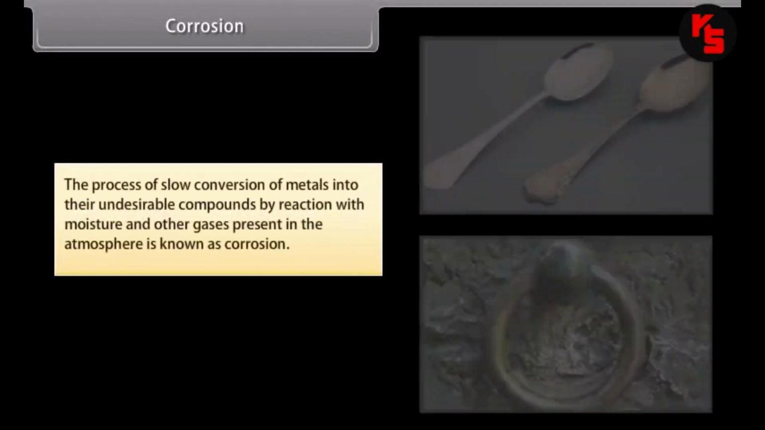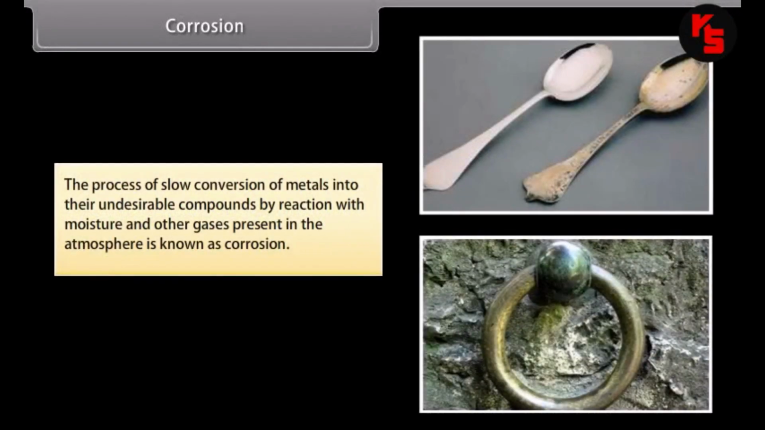Corrosion. The process of slow conversion of metals into their undesirable compounds by reaction with moisture and other gases present in the atmosphere is known as corrosion. For example, silver gets tarnished, iron rusts, copper develops a green coating on its surface, and lead loses its luster.